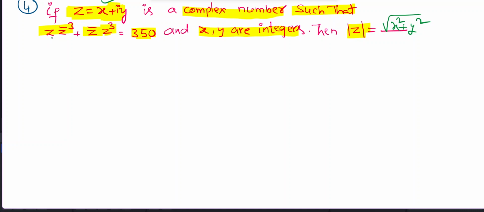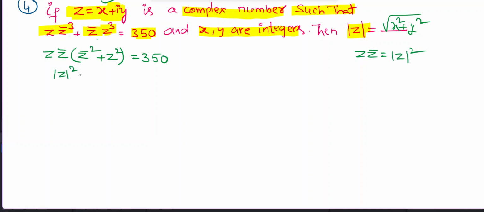Here it is given z bar cube z plus z bar z cube is equal to 350. Take z and z bar common. This is z z bar into z bar whole square plus z square is equal to 350. We know the formula that z into z bar is equal to mod z whole square. So this is mod z square.